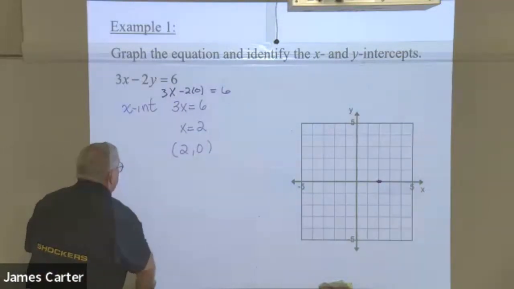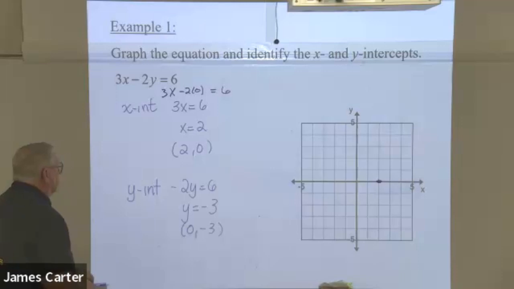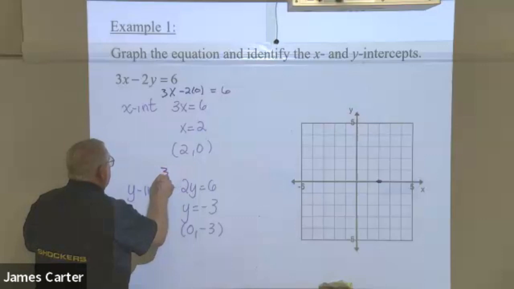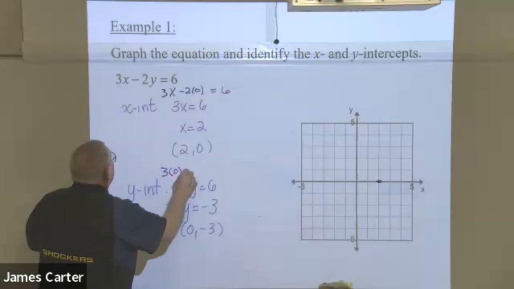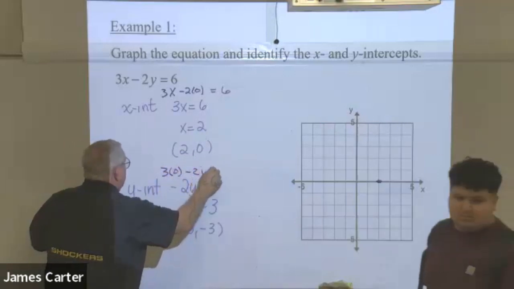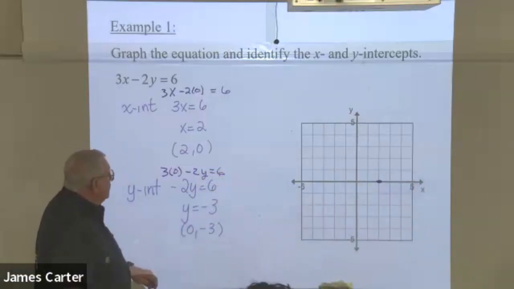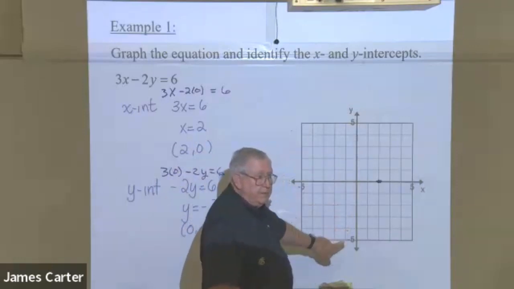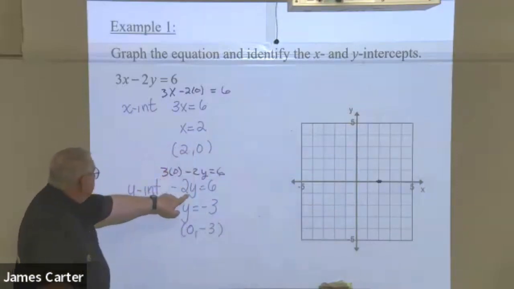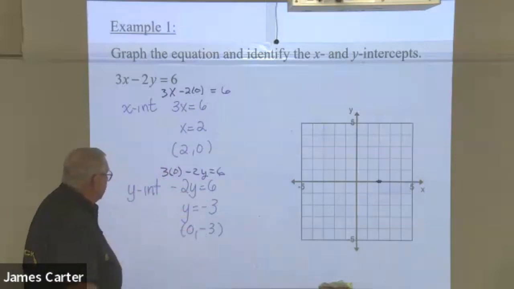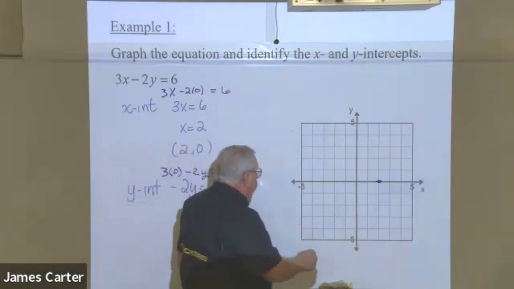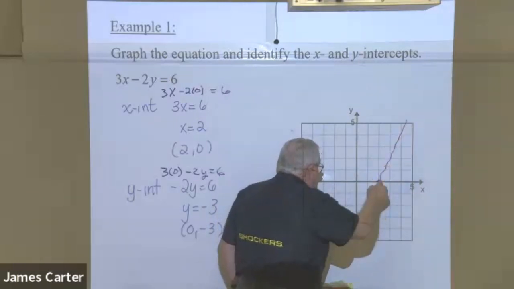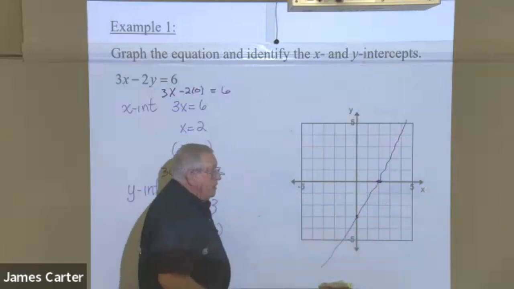Now for the Y-intercept. Again, they left out part of their steps. This time you got 3 times 0 minus 2y equals 6. Because we're looking for the Y-intercept, X has to be 0. So we replace it, solve it, and we get the point (0, -3) here. And the line associated with those two intercepts would be that one.